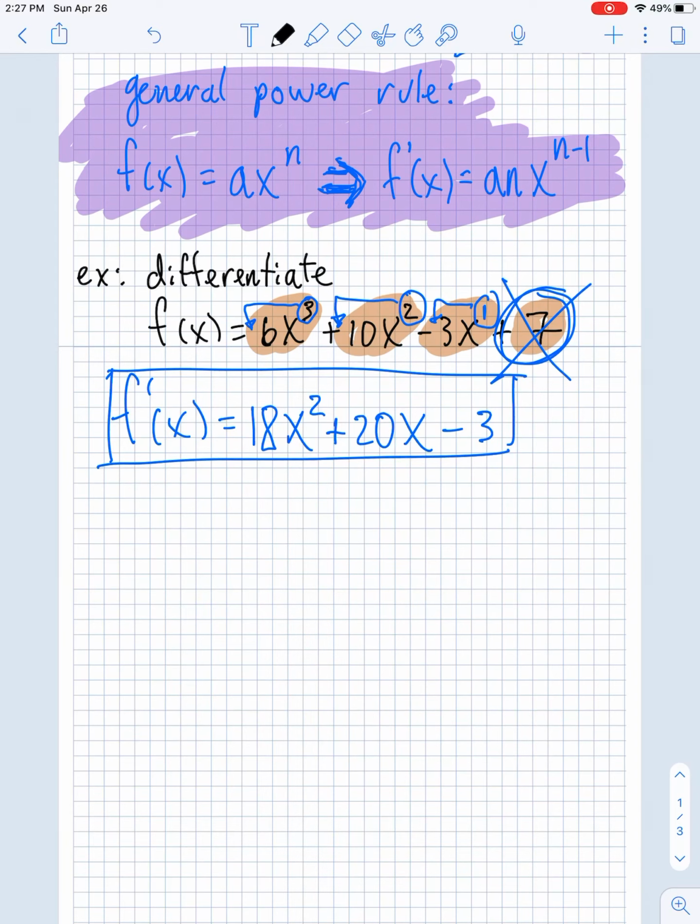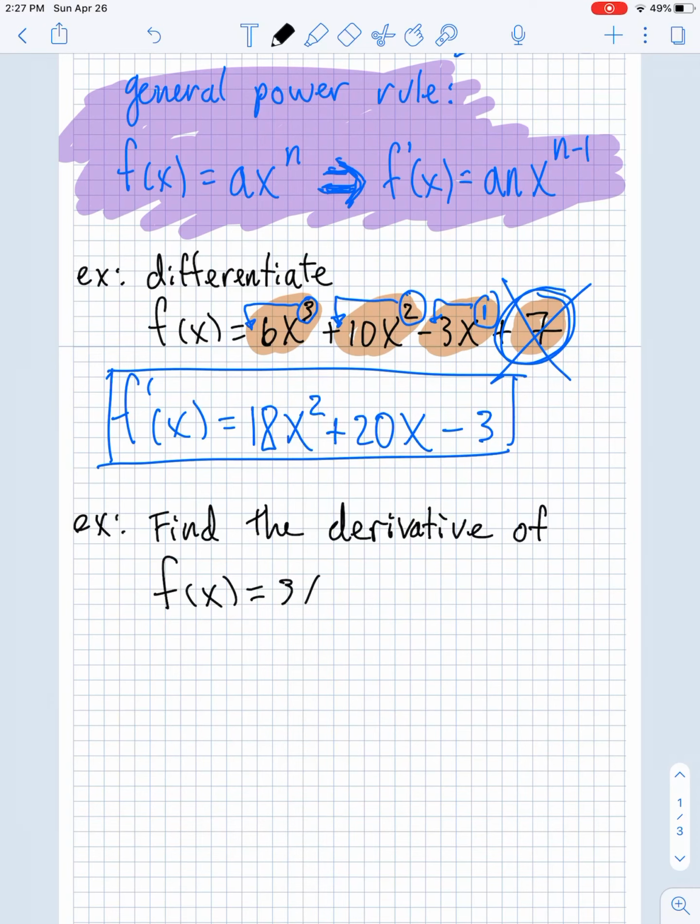Let's do another quick one. Let's find the derivative of f of x is equal to 3x squared minus 4x to the -3. Oh my gosh, a negative exponent? What do we do? First of all, don't freak out if it's a negative exponent.